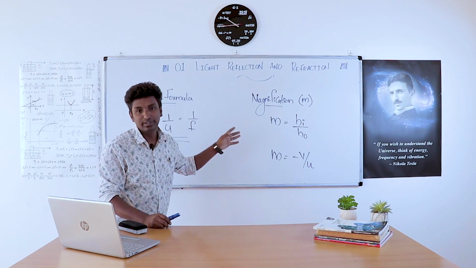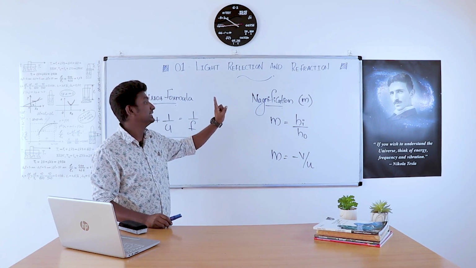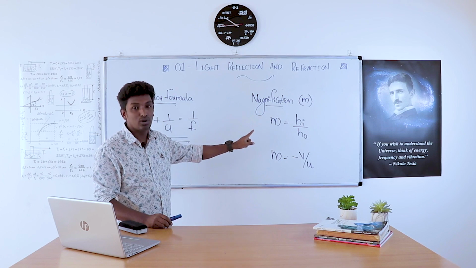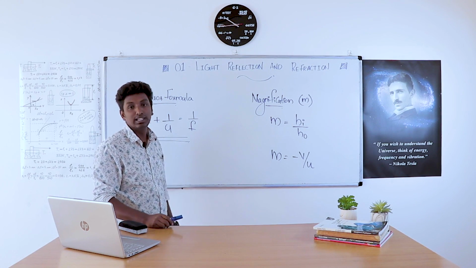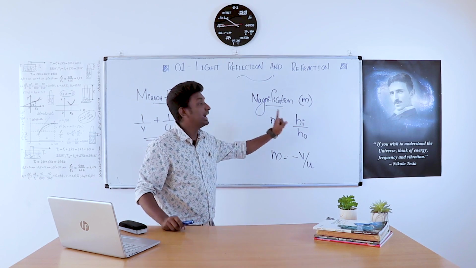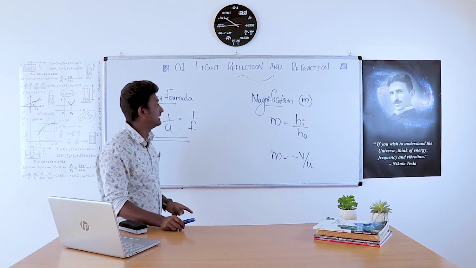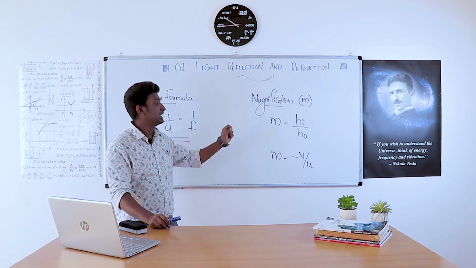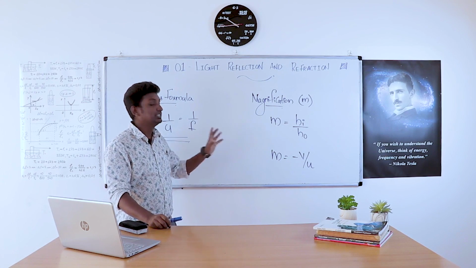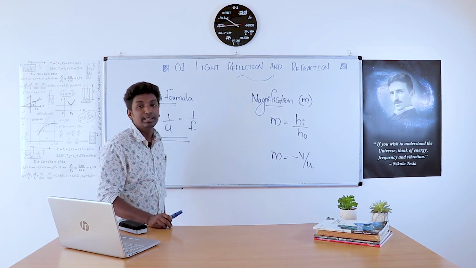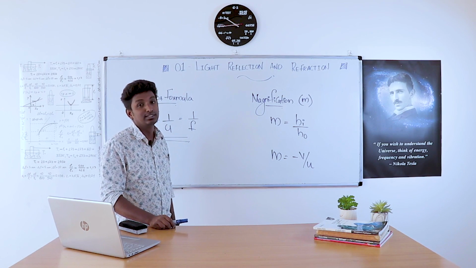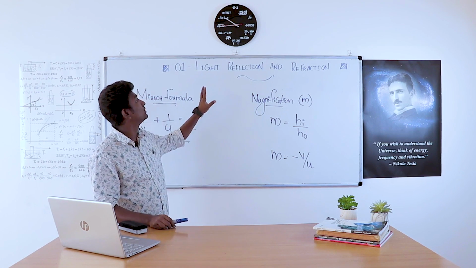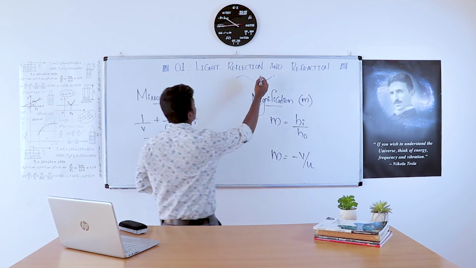So what is magnification? Magnification is defined as the ratio of height of image to height of object. That is m is equal to hi by ho. Otherwise, we can write m is equal to minus v by u. That's magnification. Okay, clear?